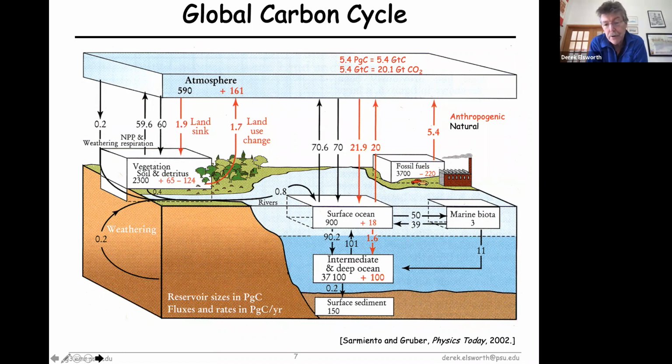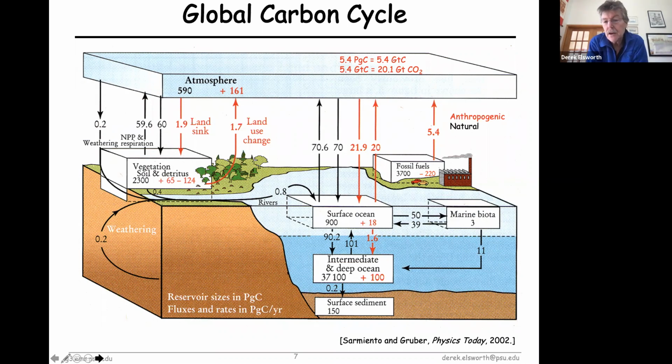So the numbers in these boxes are sizes of the reservoirs in terms of petagrams of carbon. I think they're billions of tons, but I'm not sure what the conversion is. It doesn't matter. So the numbers in the boxes are the reservoirs of carbon. The black numbers are the natural reservoirs. The black arrows are the natural fluxes of carbon between different reservoirs, say between the surface ocean and the atmosphere, which is 70.6, I think it's a billion tons.